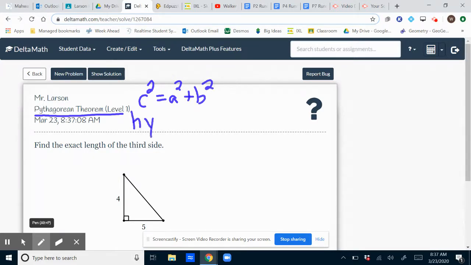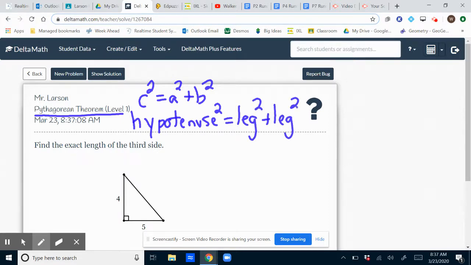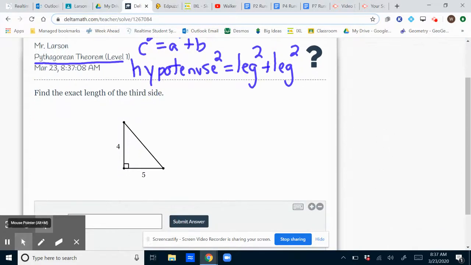But a little more specifically, c is the hypotenuse. So it's hypotenuse squared equals leg squared plus leg squared, since a and b are both called legs. So the question is, which one is the hypotenuse? Given a picture like this, the hypotenuse is always across from the right angle. If I take the corner of that right angle box and draw through the triangle straight across, that shows me clearly that this missing side here is c, the hypotenuse.